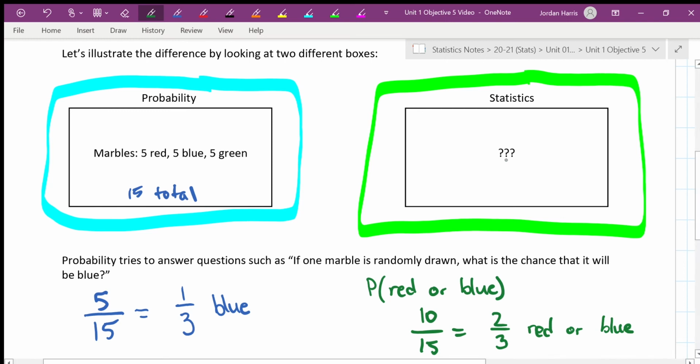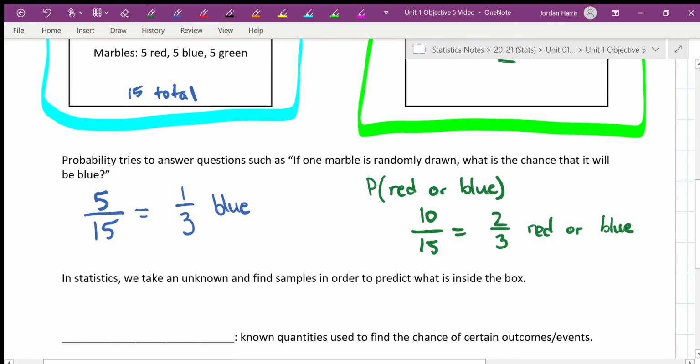But then we have our statistics box. Notice I have no idea what's inside, so the box is sealed. Maybe all you can do is reach in and sample something, but we can't actually know. Maybe this is actually the same box, but we have no idea. We just hear marbles rolling around. That's all we know, that we're dealing with marbles, and we want to predict the outcome.